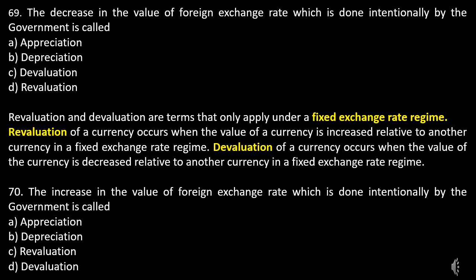Question number 69. The decrease in the value of foreign exchange rate which is done intentionally by the government is called appreciation, depreciation, devaluation, revaluation. Revaluation and devaluation are terms that only apply under a fixed exchange rate regime. Revaluation of a currency occurs when the value of a currency is increased relative to another currency in a fixed exchange rate regime. Devaluation of a currency occurs when the value of the currency is decreased relative to another currency in a fixed exchange rate regime.